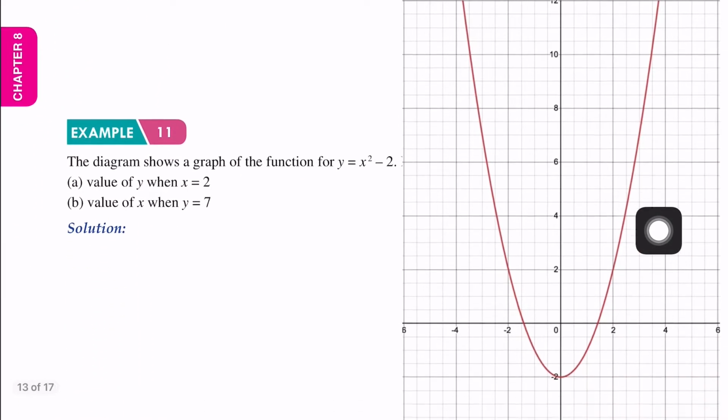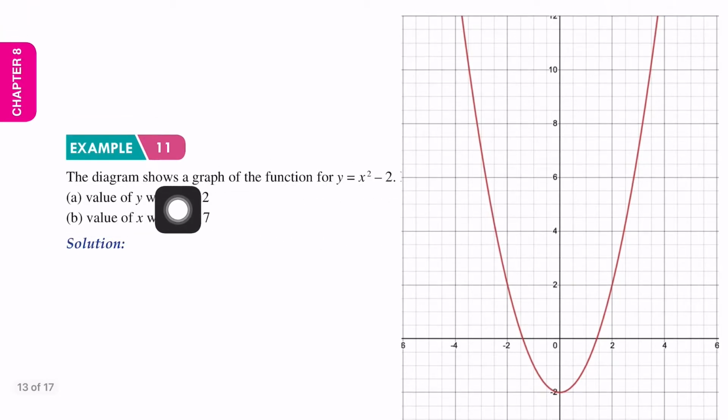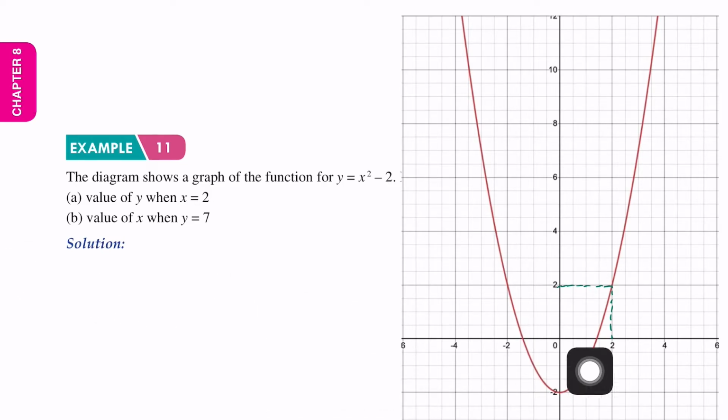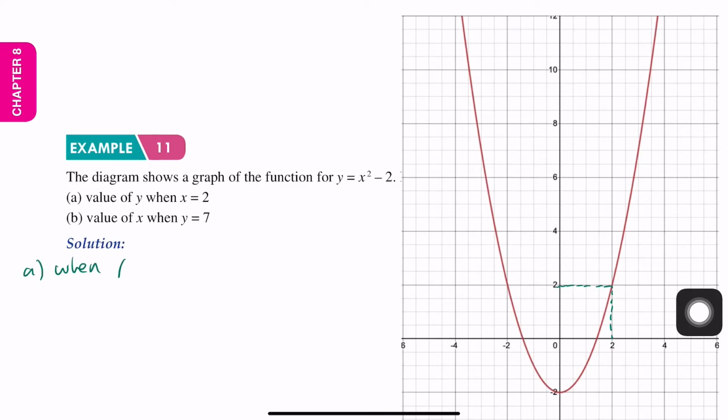Next, example 11. The diagram shows a graph of the function y equals x squared minus 2. So with x squared, you will have a quadratic graph, a parabola shape. Next, value of y when x equals 2. Now x equals 2 is over here. Same, let's do the dotted line until you reach the line, then you bring it to the y-axis. So when x equals 2, y equals 2.